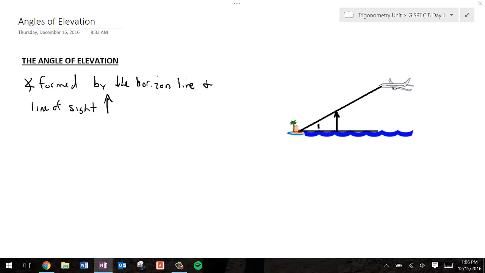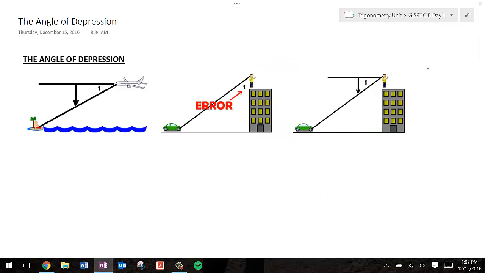So think of when you see the word elevation that we're rising something or we're raising it. So think of elevation equals up. Okay, think of that as we work through this. Because the other type you're going to look at are what are called the angle of depression. Okay, depression meaning to go down.